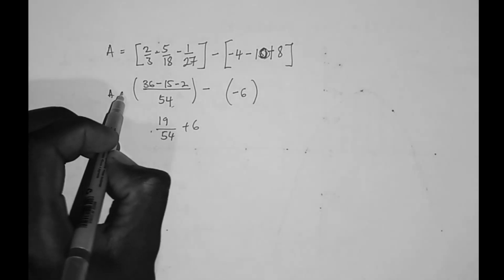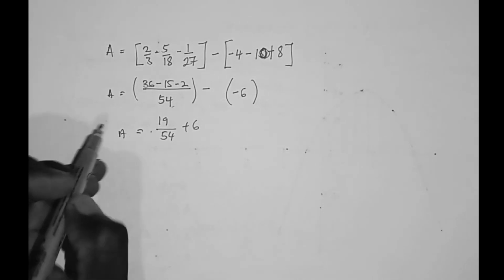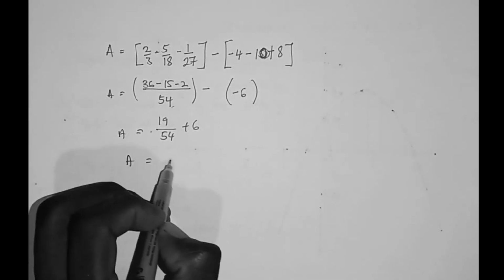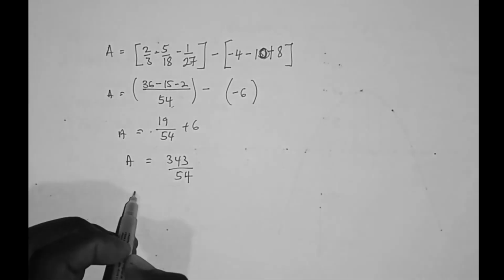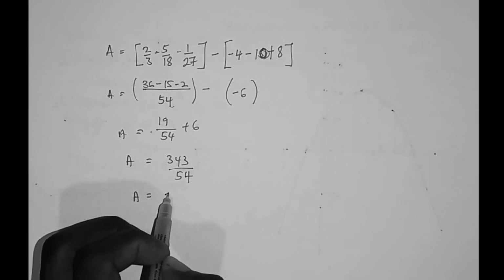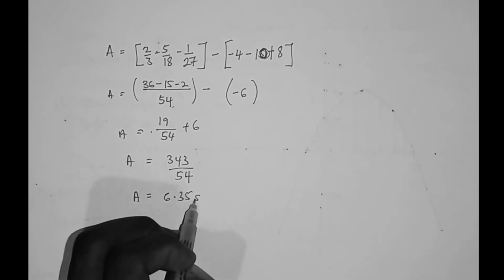So the area A is equal to 343 divided by 54. So the area is equal to 6.35 square units.